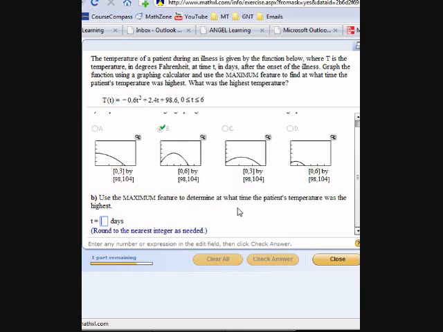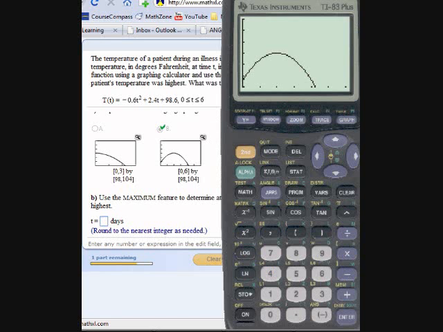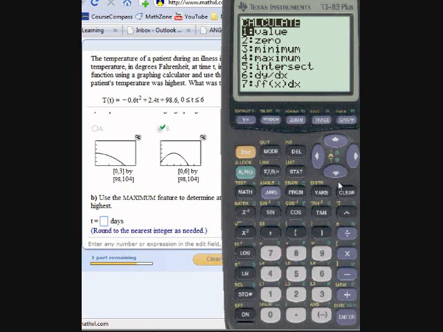Use the maximum feature to determine what time the patient's temperature was the highest. Alright, let me bring my calculator back. And where is this max feature? A lot of the functions which you'll be using is in calc. So if I hit second, and notice I hit second first, then I go over to this trace button, and it's going to give me this calc stuff. And good old max is aka maximum. All these other functions you'll use at some other time, but we don't need them right now.